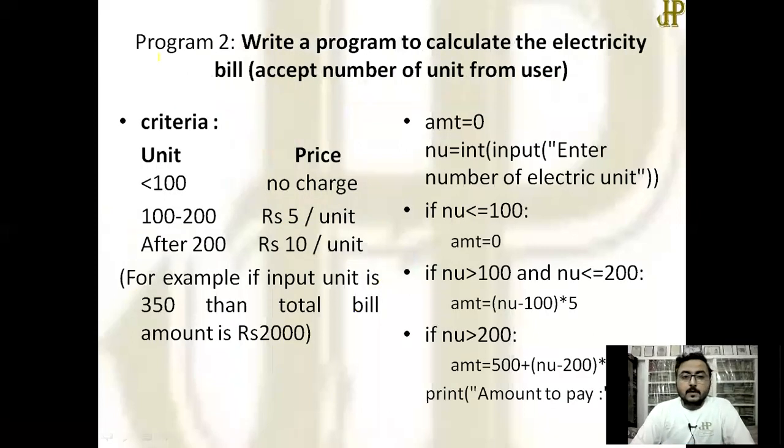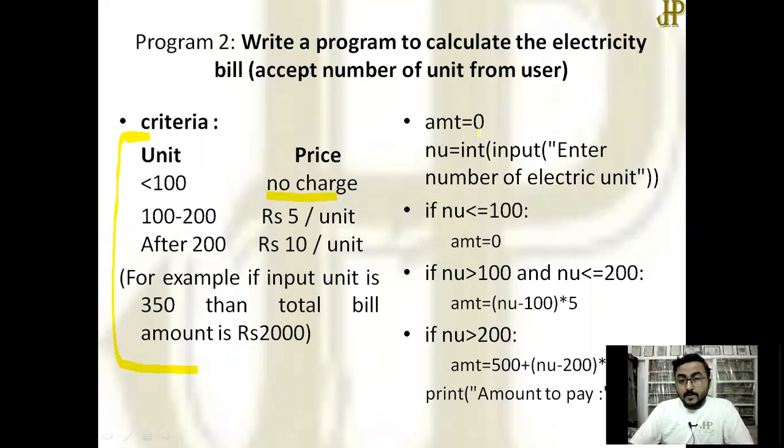Okay. Next one is write a program to calculate the electricity bill. So how to calculate the electricity bill? Based on some criteria. Criteria is given here. If the unit is lesser than 100, then there will be no charge. 100 to 200, 5 rupees per unit. After 200, 10 rupees per unit. Clear?